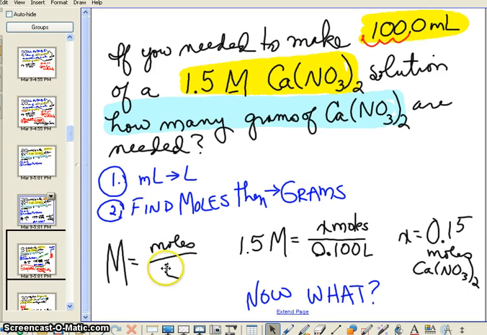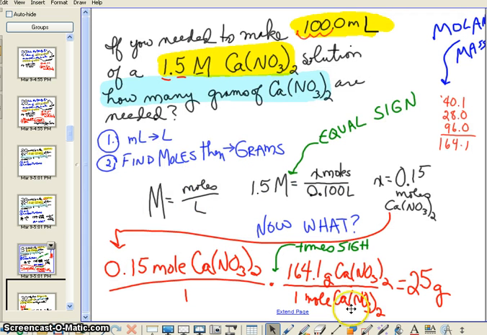First of all, we calculated the moles. We converted milliliters to liters. That goes in the denominator. X moles, that's what we're trying to find. Our molarity is this value. Now what do we have to do? We have to convert moles to grams. So what did I have to use? I had to use the molar mass. Where did I get the molar mass? I had to add up 1 calcium, 2 nitrogens, and 6 oxygens to get the molar mass.